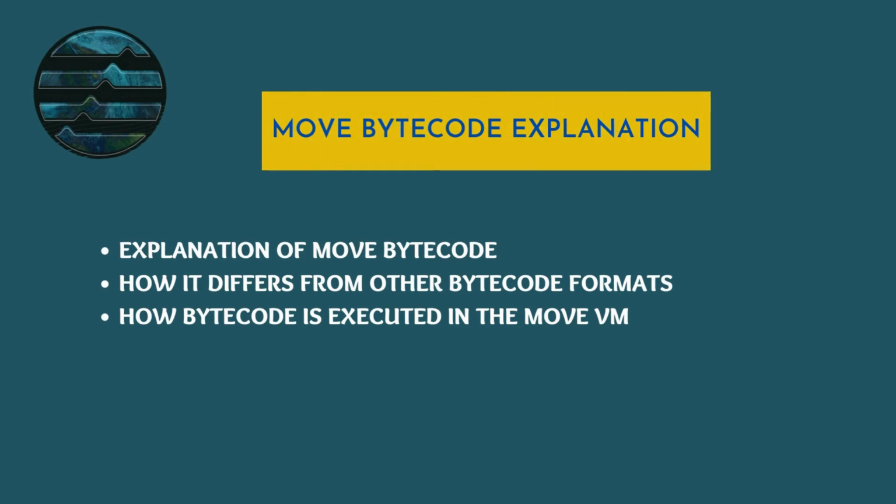In summary, Move bytecode is a binary representation of Move programs that is executed by the Move virtual machine. It is a stack-based language that supports resources, type checking, and formal verification. Compared to other bytecode formats, Move bytecode is optimized for blockchain applications and includes features that are specifically designed for the Aptos blockchain. The Move virtual machine is responsible for executing Move bytecode and is designed to be fast and efficient, with optimizations that make it well-suited for blockchain applications.